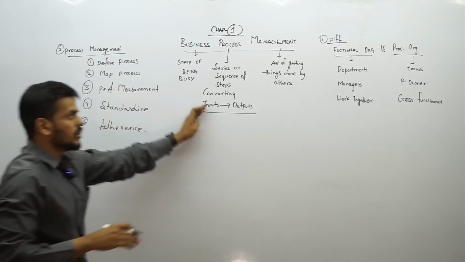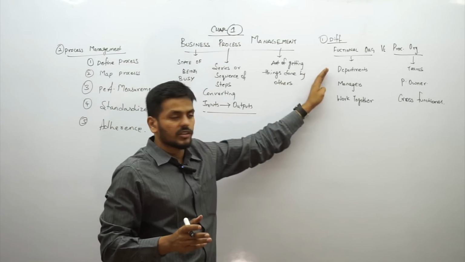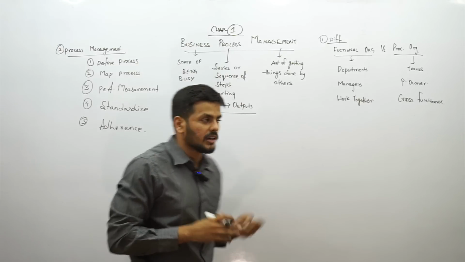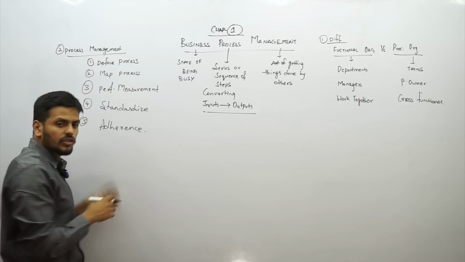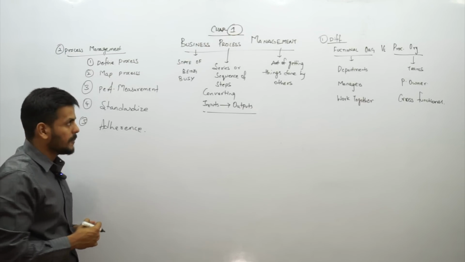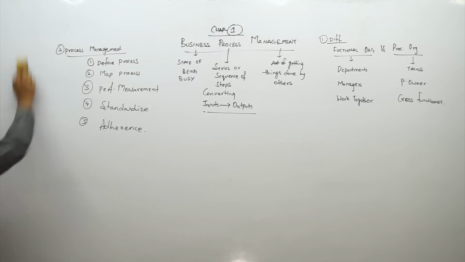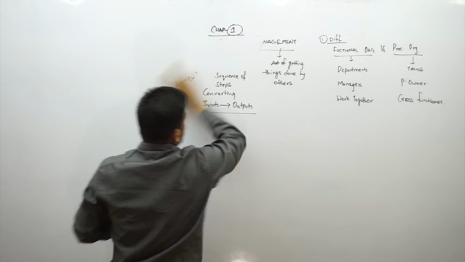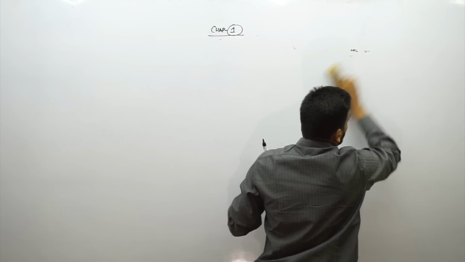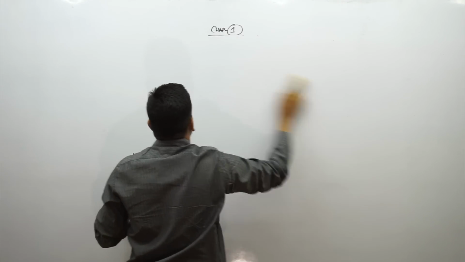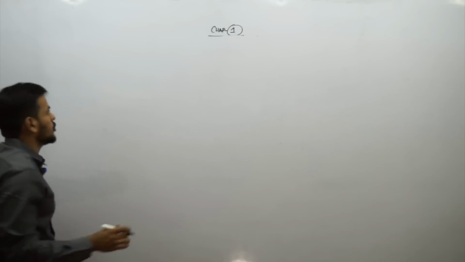So what is business, what is process, what is management? That's the introduction. And then we've discussed the difference between a functional organization and a process oriented organization, which is one important part. And then of course the concept of process management. Let me take you through the definition of business process management, then its principles and practices as the next part of the discussion, right?